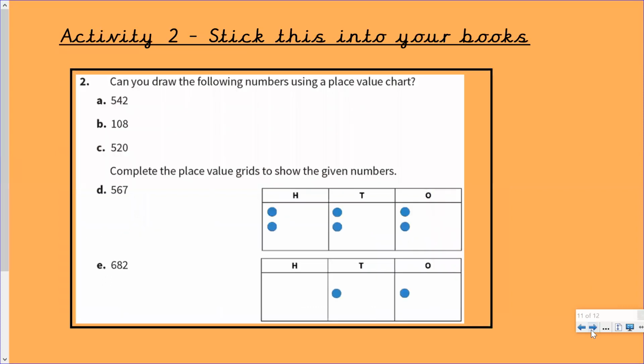Okay, here's your second activity. You're going to answer these questions on your piece of paper. You can write activity 2, so label it number 2, and then you can answer each part of the question by labeling it A, B, C, D, and E. Have a go at doing these independently, and when you finish, play the video again.